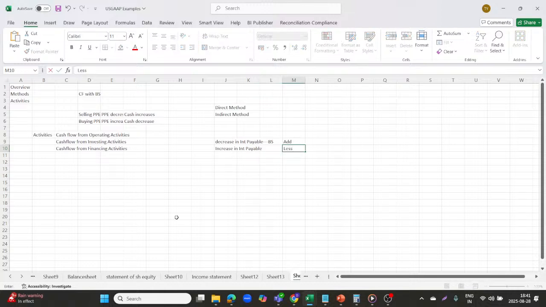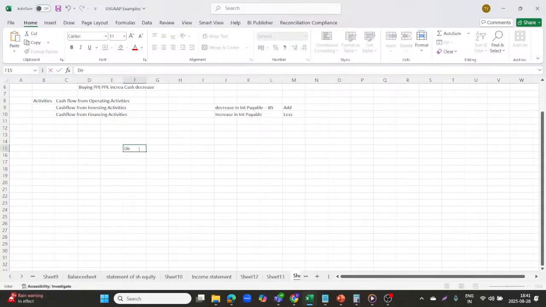Okay, so if you talk about the direct method of cash flow, let's see the pro forma. If there's an increase in accounts receivable, suppose in Jan accounts receivable was 100, and in Feb it increased to 120. That means now you have to decide whether it will be an inflow or an outflow of cash. If it is an increase, that means you have done more sales and you have to receive more money from the accounts receivable.